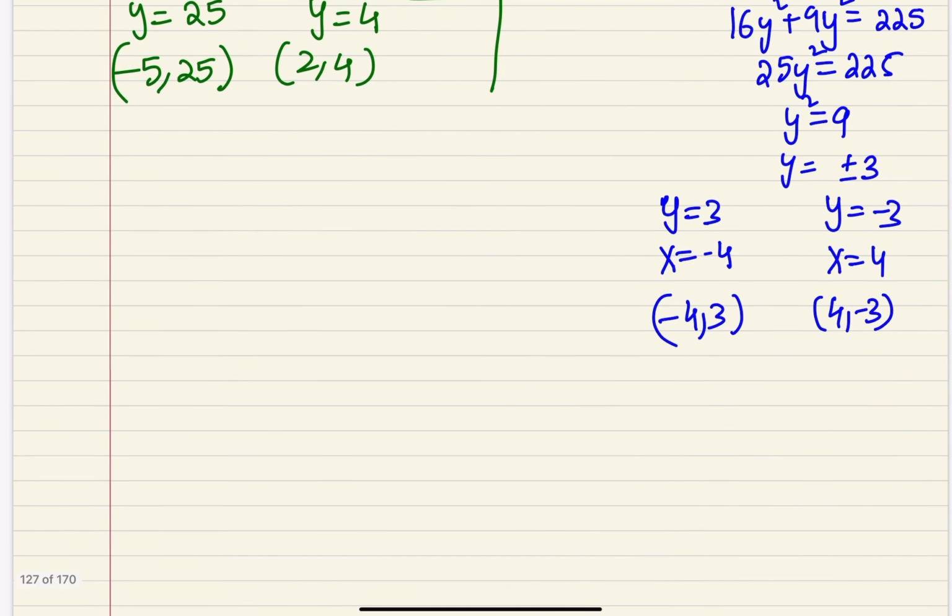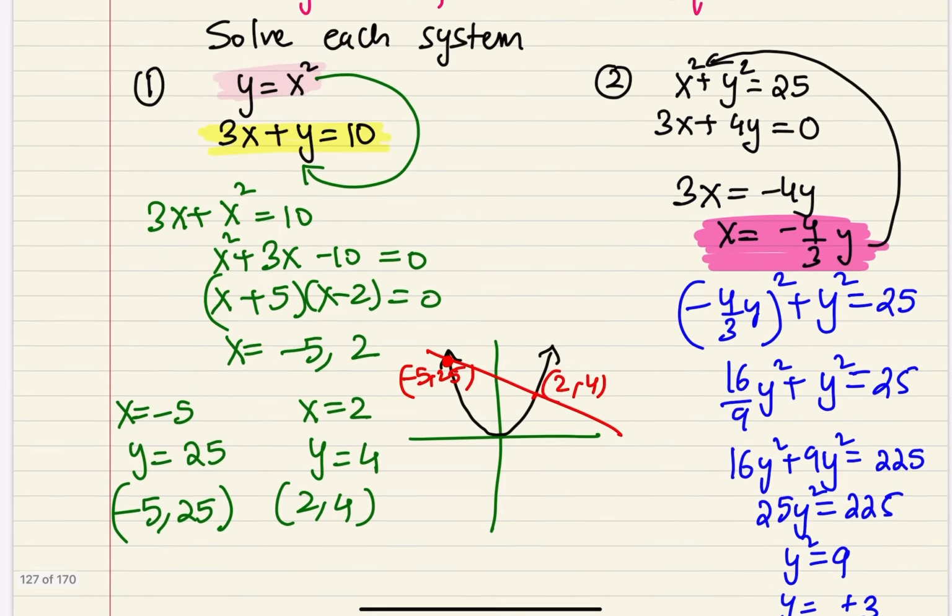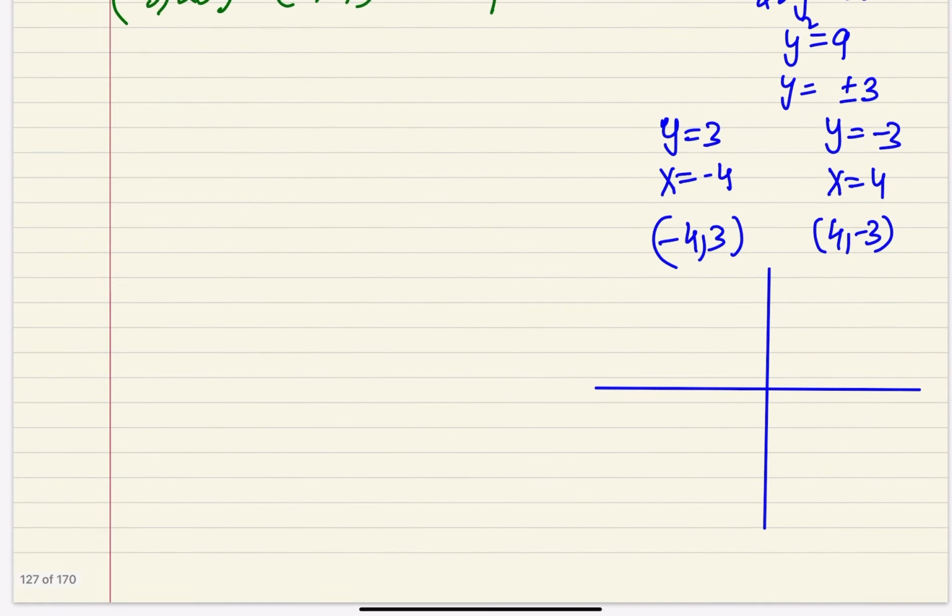And we did have a line and a circle. My circle was x squared plus y squared equals 25, so it's going to be a circle with radius 5. It's going to look something like this. And we had the line passing through it. So it is touching at the point when x is negative 4, y is 3, and when x is 4, y is negative 3.